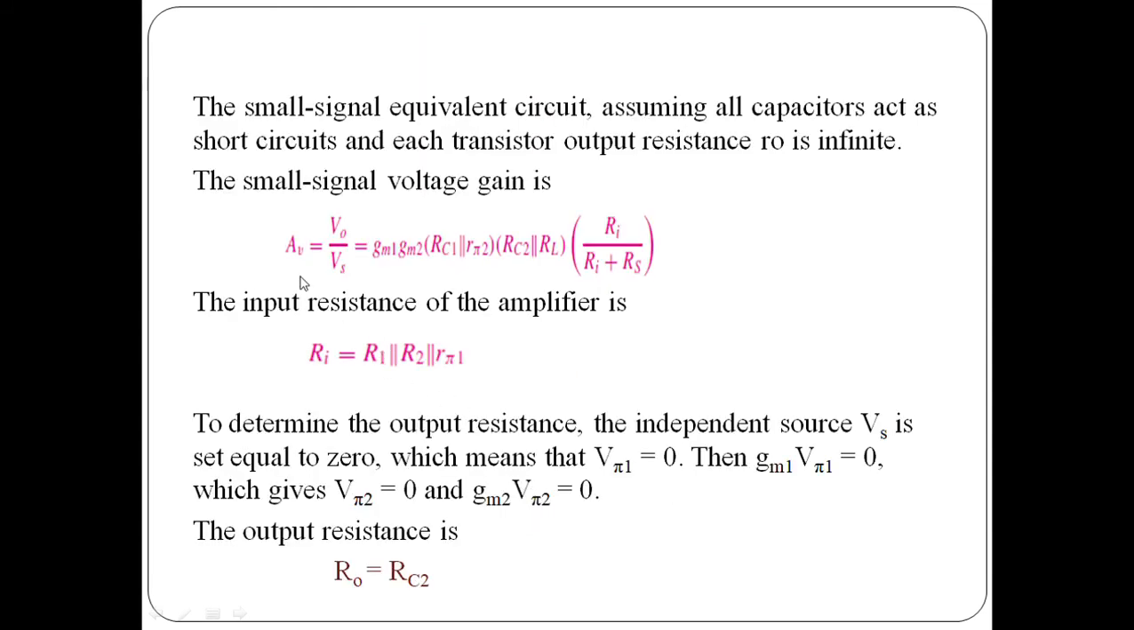So we have calculated the voltage gain, the input resistance and the output resistance we can obtain for the two-stage cascade amplifier circuit. From the voltage gain, it is clear that the voltage gain for the two-stage amplifier circuit is nothing but the product of the voltage gain of the first stage of the common emitter and the second stage of the common emitter amplifier circuit.